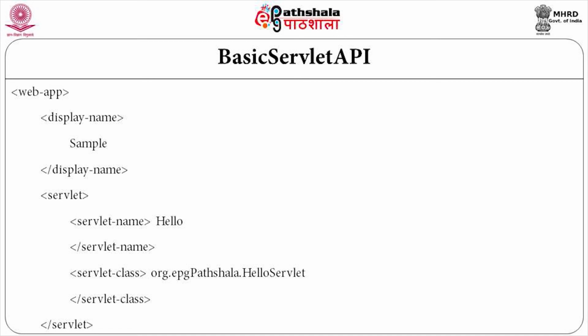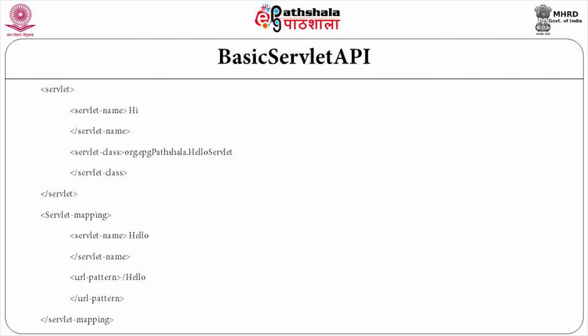Another servlet if you want, you can create, give it a different name, let us call it hi, and use the same class name here. So, we got two different servlet objects. Now, let us put some servlet mappings. We can try out all three kinds of servlet mappings. We have a servlet mapping with servlet name as hello, the other is hi. For hello, the URL pattern is slash hello, with capital H.